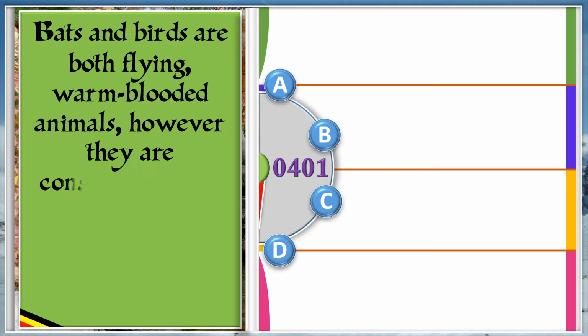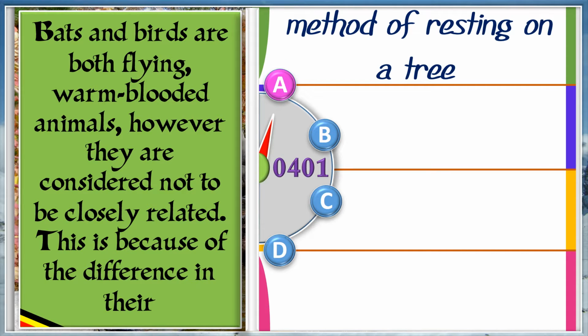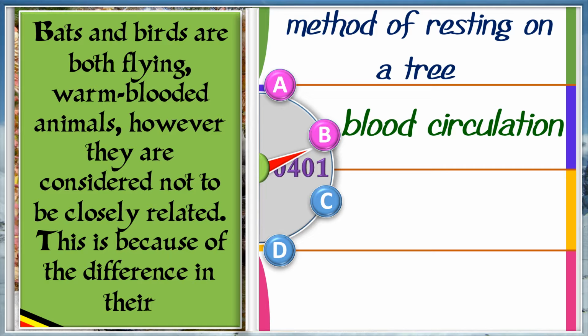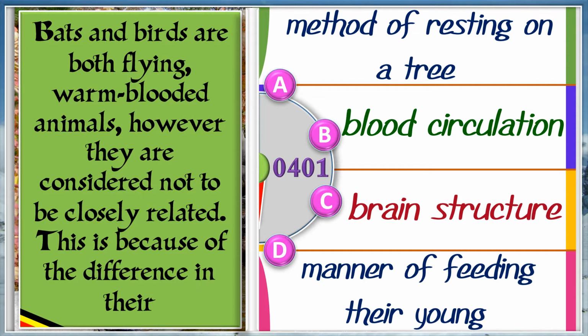Bats and birds are both flying, warm-blooded animals. However, they are considered not to be closely related. This is because of the difference in their: A. Method of resting on a tree. B. Blood circulation. C. Brain structure. D. Manner of feeding their young. And the answer is D. Manner of feeding their young.